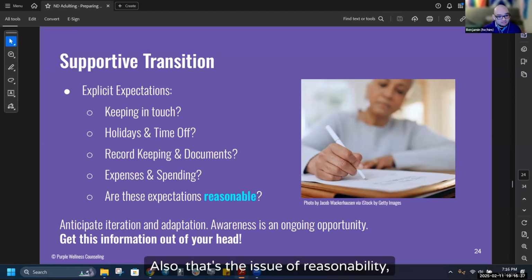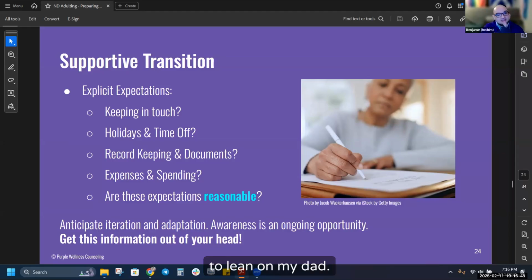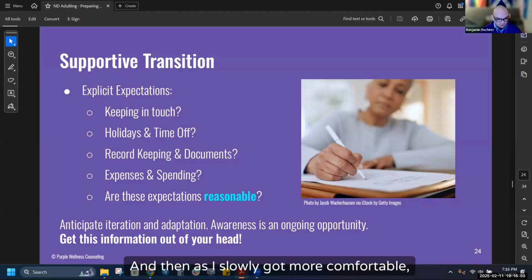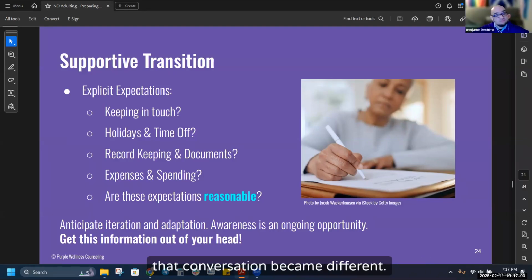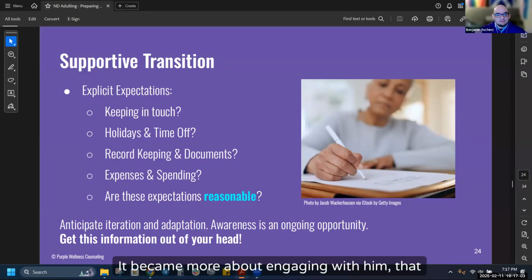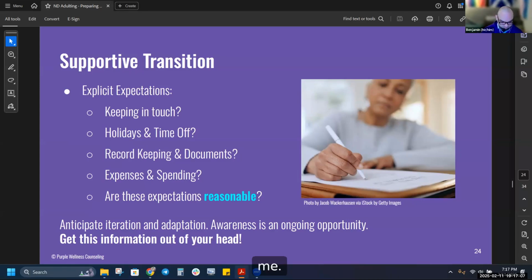Also, that's the issue of reasonability, right? We have to be willing to adapt and change over time, because in that first week, I really needed my dad, right? I was still very much a teenager needing to lean on my dad. And then as I slowly got more comfortable, I was showing up differently as an adult, more responsible for my own needs. And so the reason that I would engage with my father and the things I would hope for out of that conversation became different. It became more about engaging with him, that relationship, than needing him to take responsibility for me.